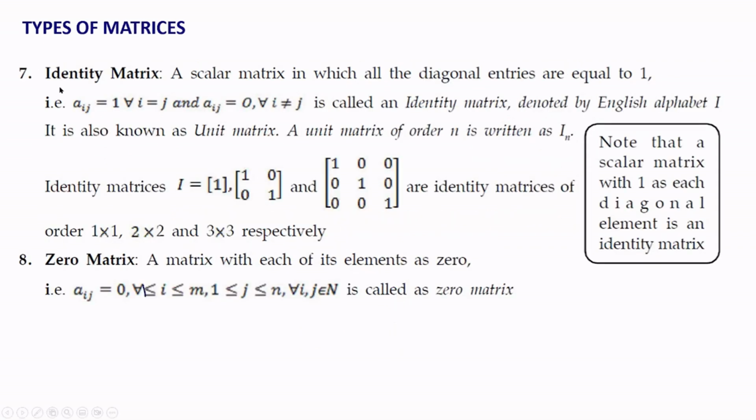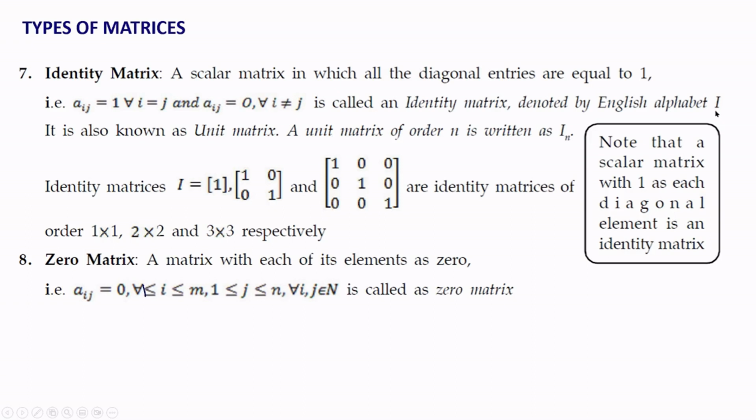The next matrix is the identity matrix. An identity matrix is a scalar matrix in which the diagonal entries are all equal to 1. So here a_ij equals 1 for all i equal to j, and a_ij equals 0 for all i not equal to j. So the diagonal elements are 1, the other elements are 0. Such a matrix is called an identity matrix.